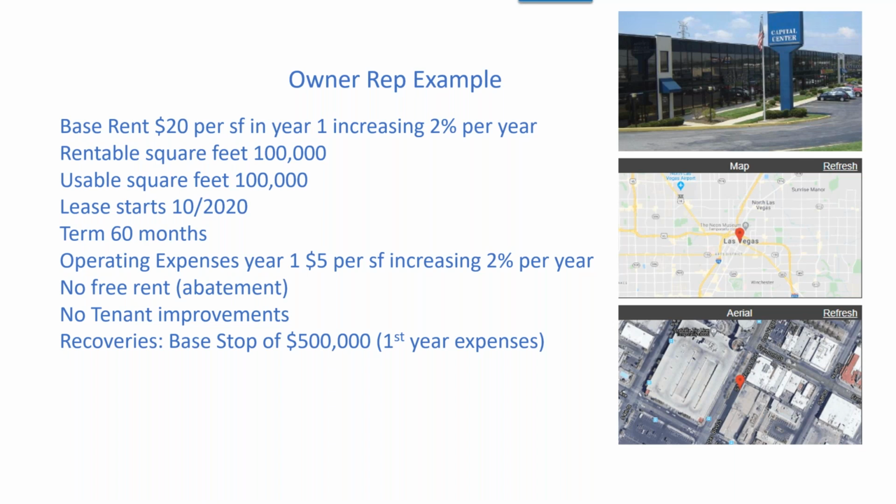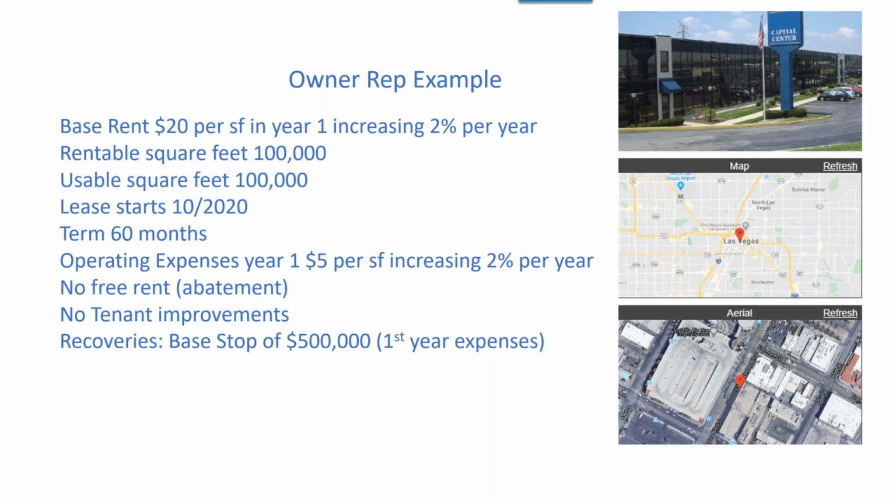No free rent, but we could work that into the program. No tenant improvements. We're going to add that later on, see how that works. And then we're going to have recoveries that are based on a stop. We'll talk about that on a per square foot basis in a minute, but for this tenant, it works out to be $500,000 in total for their first year expenses.